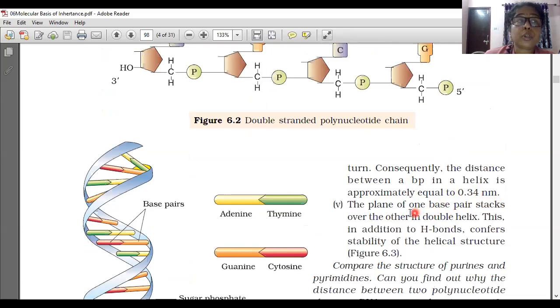And the fifth one, about the stability of the DNA double helical structure. Two reasons are there. The plane of one base pair stacks over the other in the double helix. This, in addition to hydrogen bonds, confers stability to the helical structure. This only we had learned.